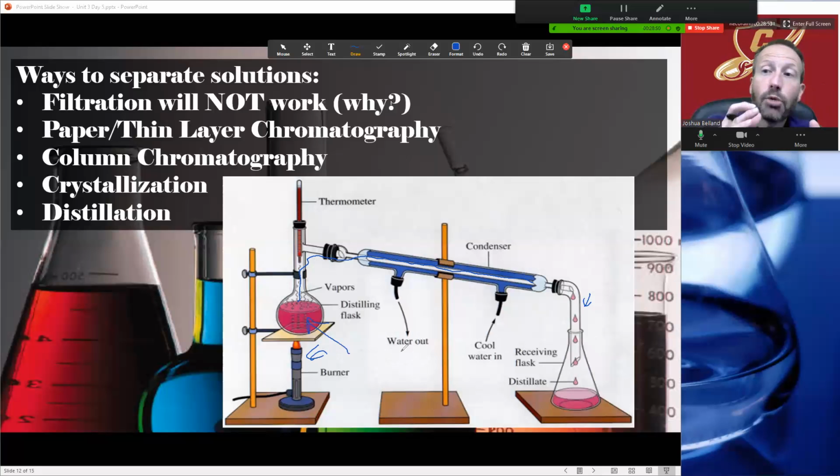And then you heat it up hotter, and now you get the next one, the one with the next strongest intermolecular forces. And then after that one's gone, you heat it up stronger and you get the next one, and so on and so on and so forth.